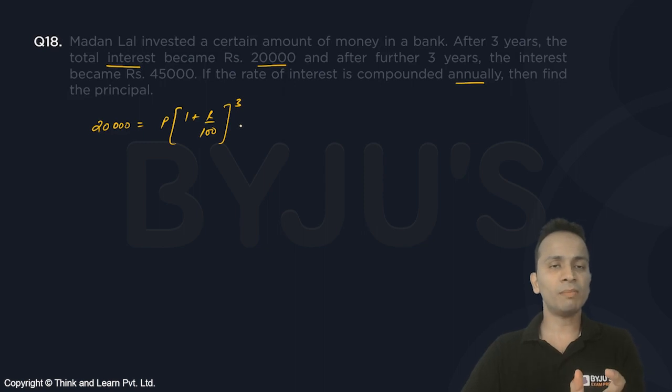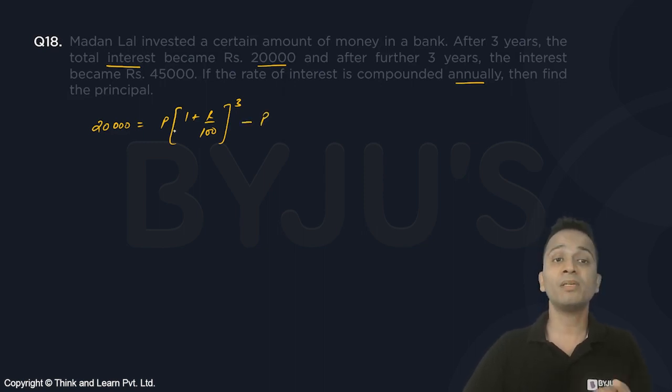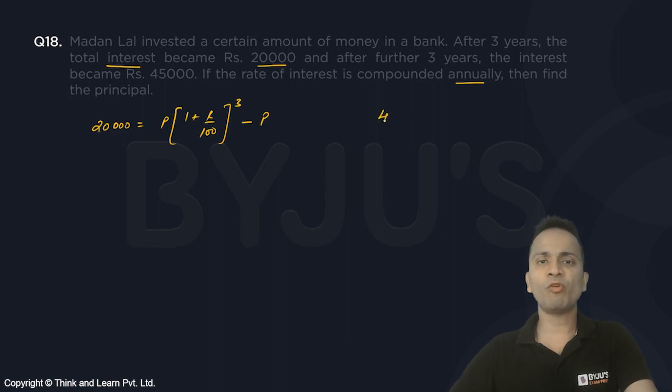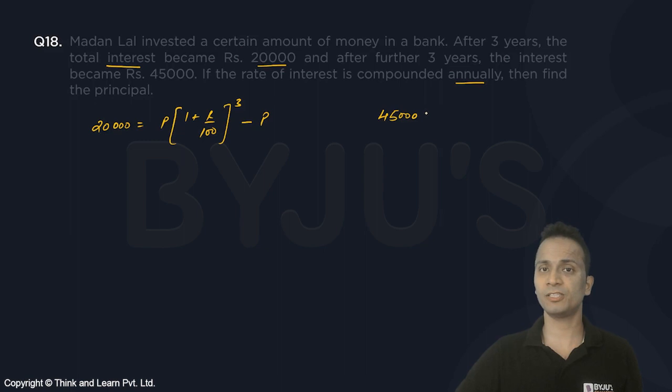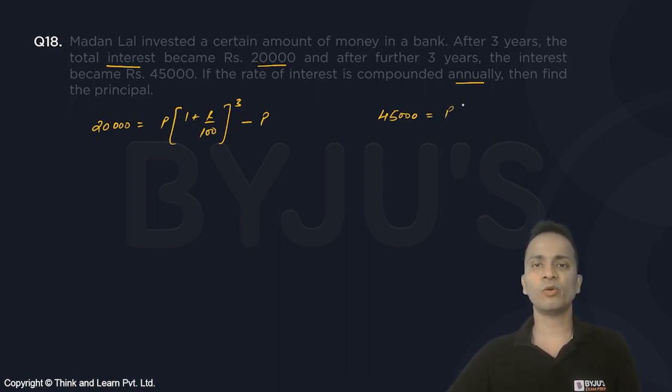So this is the amount on the right hand side. If I subtract principal from this, it will become the interest. Okay. Now this is equation number 1, and the second equation will be 45,000, which is the interest after a total of 6 years. So after another 3 years, that means a total of 6 years, the equation will be principal times (1 plus rate of interest divided by 100) to the power 6, minus the principal.